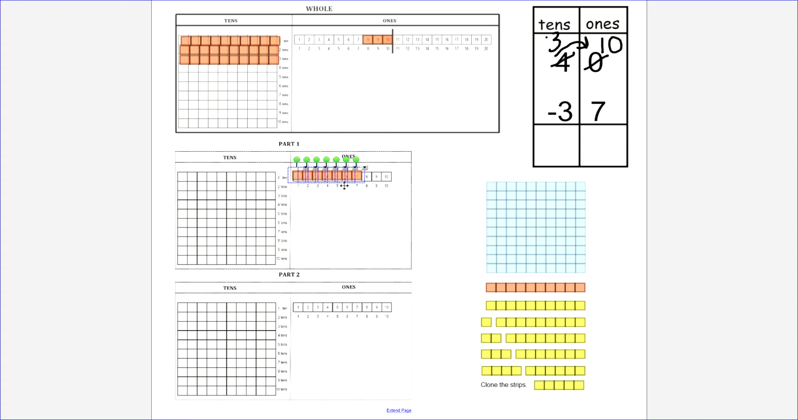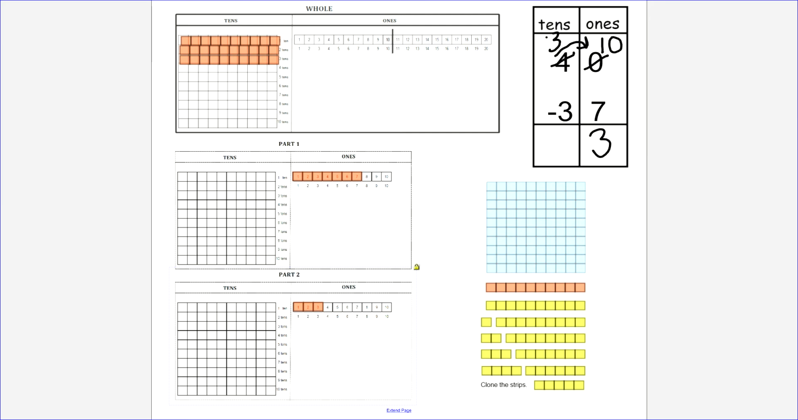I want you to think, what is 10 minus 7? What will the answer in the ones place be? You are correct. 10 minus 7 equals 3. So the answer in the ones place is 3. Now look at the tens place.